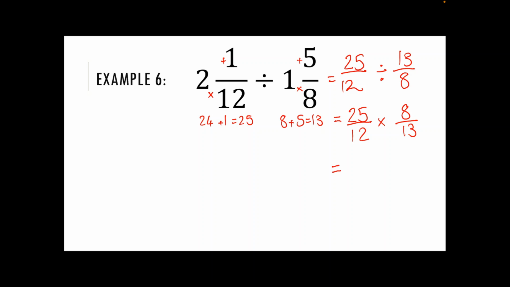What I can do here is simplify my 8 and my 12. They are both in my 4 times table, so I can get 2 and 3. So I have 25/3 multiplied by 2/13. 25 times by 2 is 50, and 3 times 13 is 39. Again, I would not change it to a mixed number unless you are asked in the question. You don't want to lose a mark for doing an incorrect conversion there. I would just keep it as 50 out of 39.